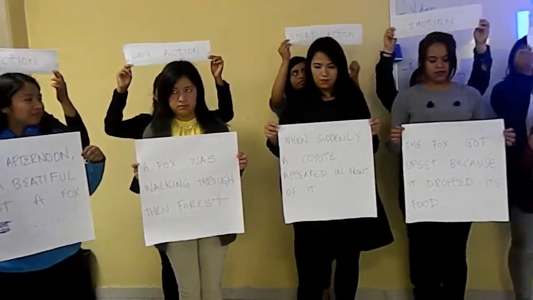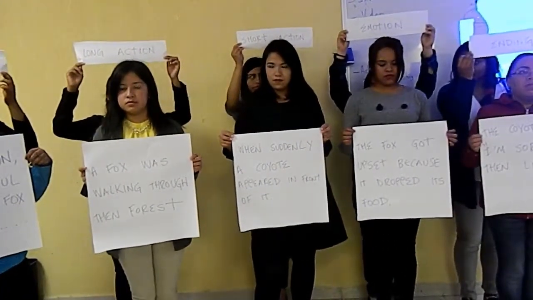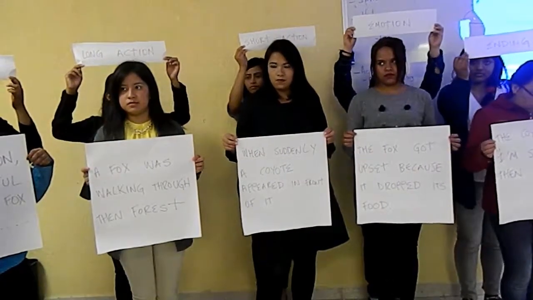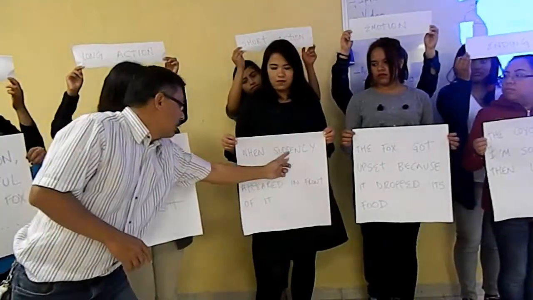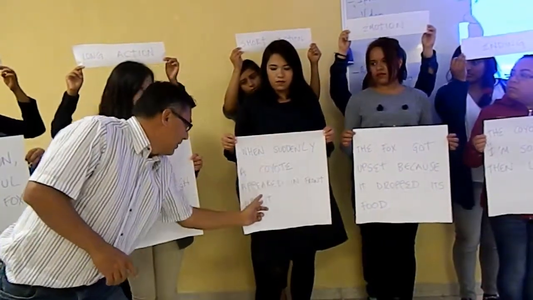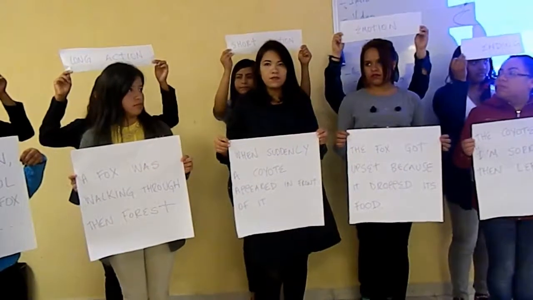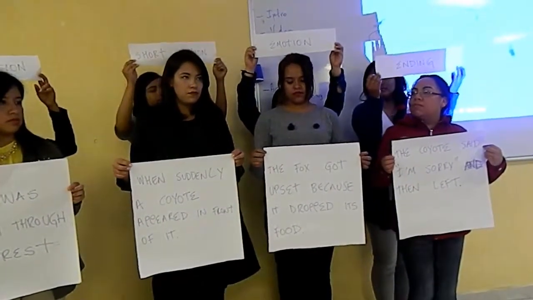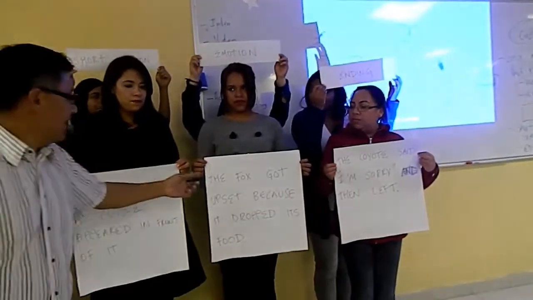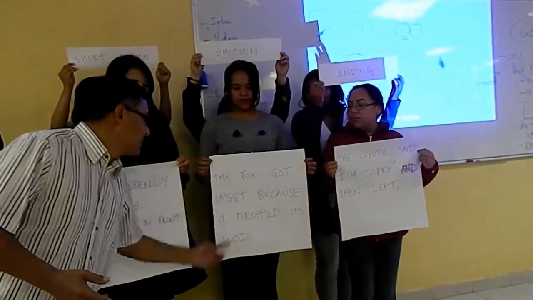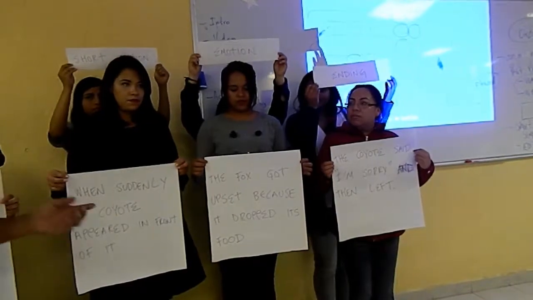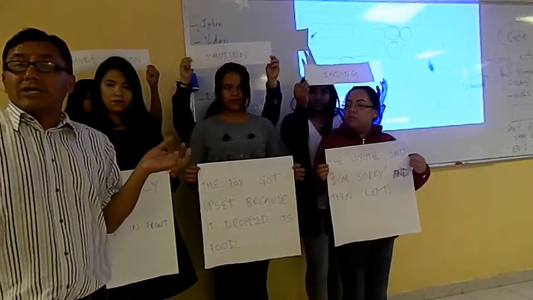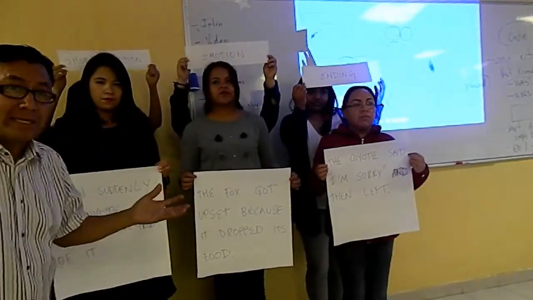The short action is what happens while the long action was taking place. What happened? Okay. Suddenly, a coyote appeared. Okay? Right. That caused an emotion. What was the emotion that it caused? Okay, the fox got upset. Why? Because it dropped its foot. Okay? Maybe he got scared. Maybe he got surprised. I don't know.